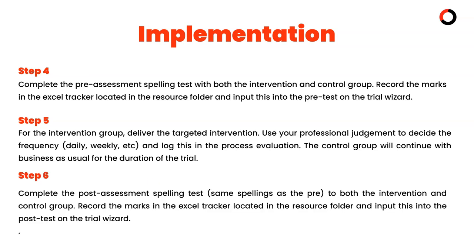Step 6. At the end of the 6 weeks, complete the post-assessment spelling test. This is the same as the pre, to both the intervention and the control group. Record the marks in the Excel tracker located in the resource folder and input this into the post-test in the trial wizard. If you then complete the process evaluation and then click Analyze, it will generate an impact report for your school.